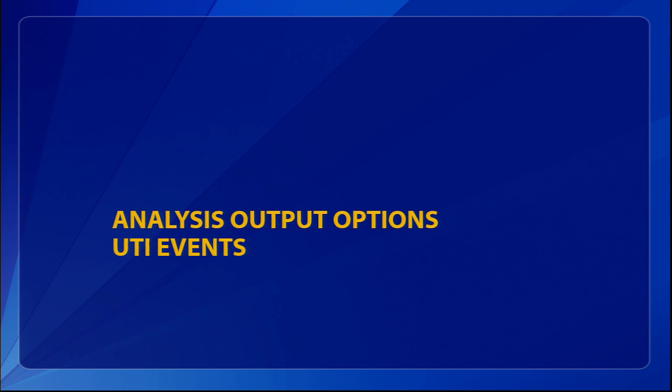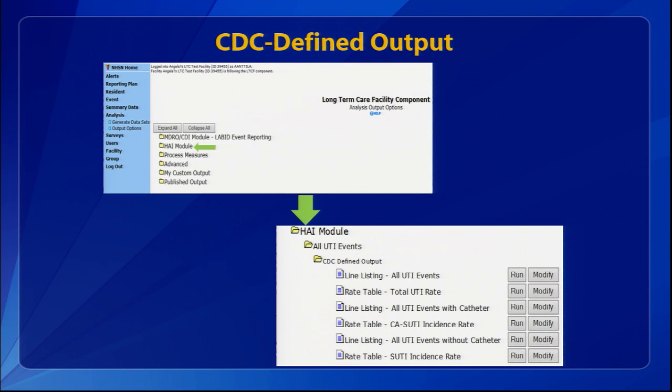So we're going to quickly move on now to look at UTI events. Now we're back to the analysis page, and we're looking at the second folder, the HAI module, to access our UTI event data. As you can see, we click on the HAI module and all UTI events. The output options here are organized into line lists and rate tables for all UTI events with a catheter, the CA-SUTI, and UTI events without a catheter.